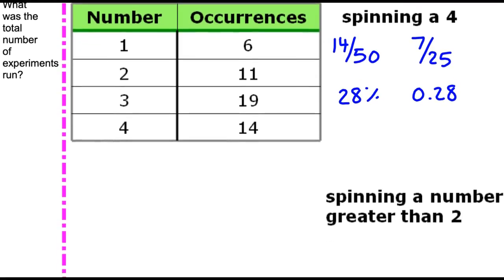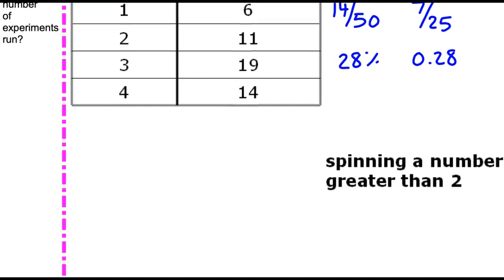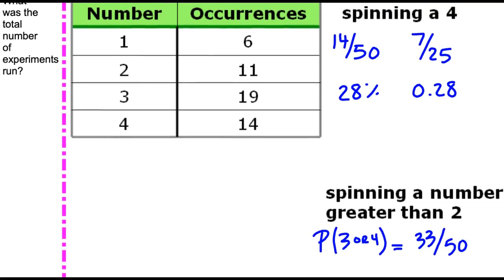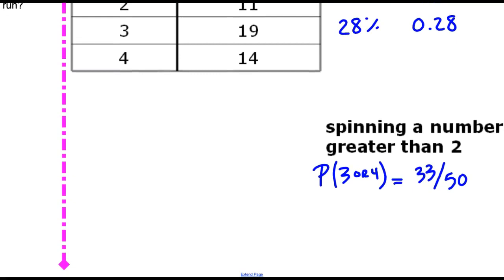Spinning a number greater than 2, now we're combining some outcomes. So our event would be spinning a 3 or a 4. So the probability of a 3 or 4 is going to be 33/50ths. Yeah, I got 50 by adding up all the trials or occurrences. So 33 is 66%. So if it was fair, it should be more around 50%, right? Okay.